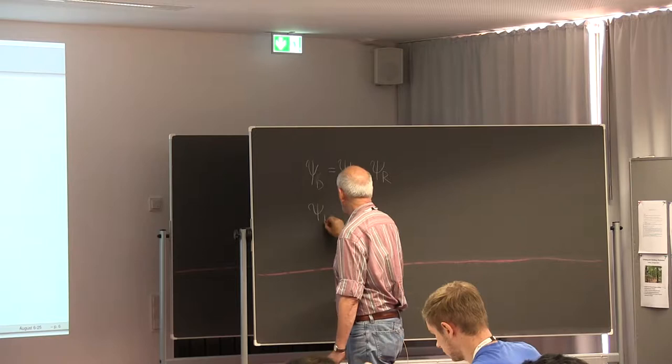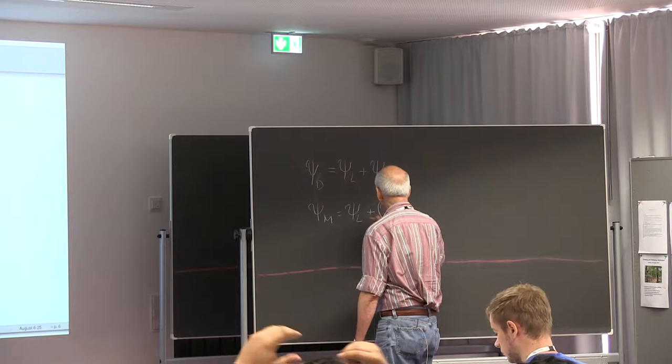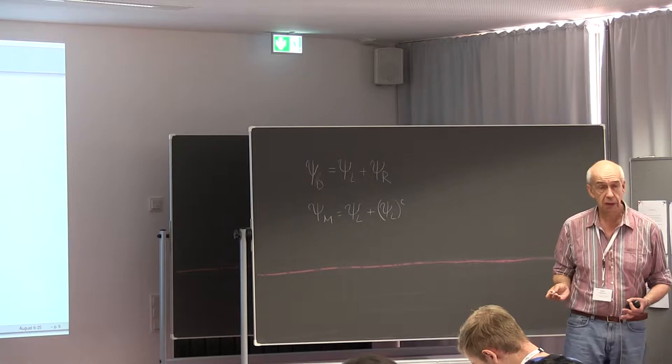Whereas for a Majorana particle, the necessary right-handed component is just the particle-antiparticle conjugate of its left-handed one. So it is, in a sense, a more economical construct. It has fewer degrees of freedom. Okay.